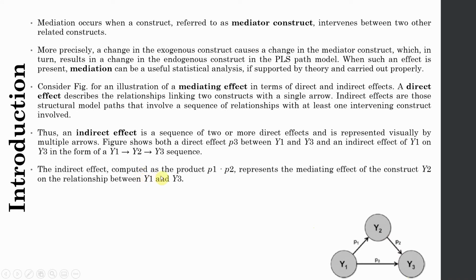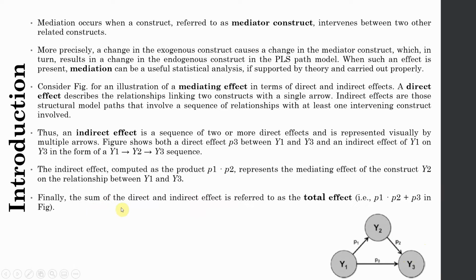The indirect effect is computed as the product of P1, the direct effect between y1 and y2, and the direct effect from y2 to y3. Now this will give you the mediating effect. Finally, the sum of direct and indirect effects is referred to as the total effect. So the impact of y1 on y3, that is your path P2, and the indirect effect that you got from multiplying P1 with P2, the sum of both will give you the total effect.